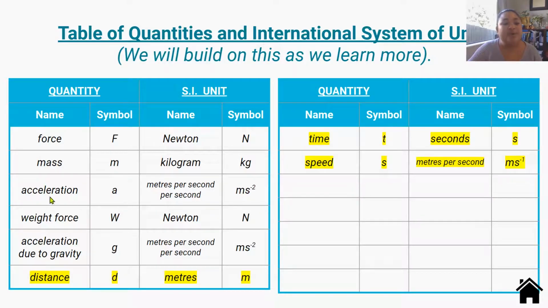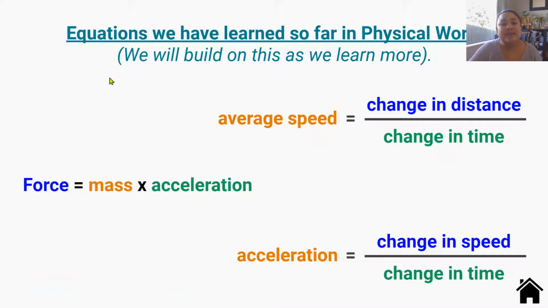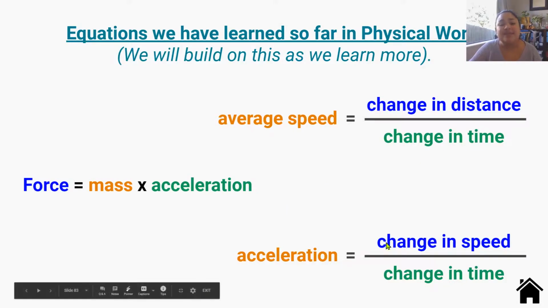We also learnt that acceleration is represented by the symbol a, and it's measured in meters per second squared, which is represented by the symbol ms to the power of -2. And here's a slide showing the equations we've learnt so far in physical world, just for you to remember. So we've learnt about force equals mass times acceleration. We've learnt that average speed equals change in distance over change in time. And we've learnt that acceleration equals change in speed over change in time.